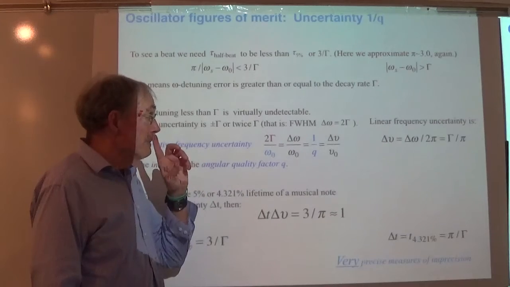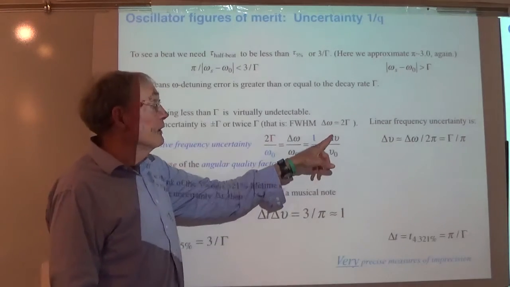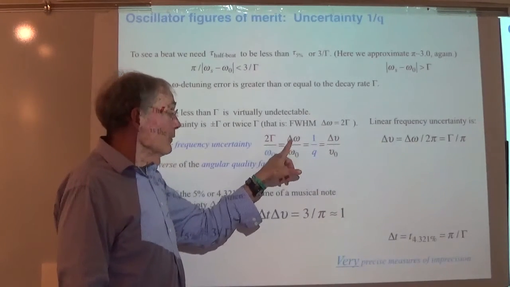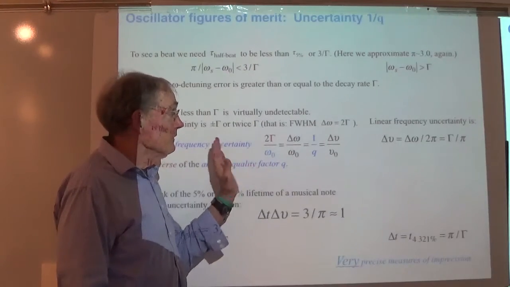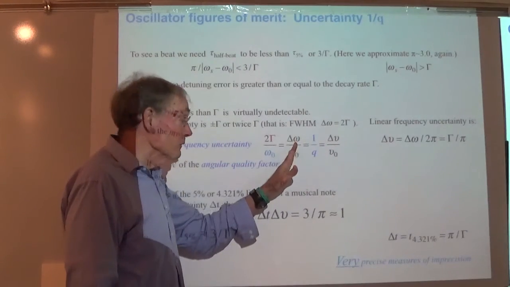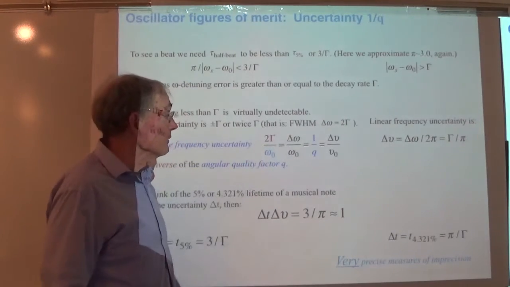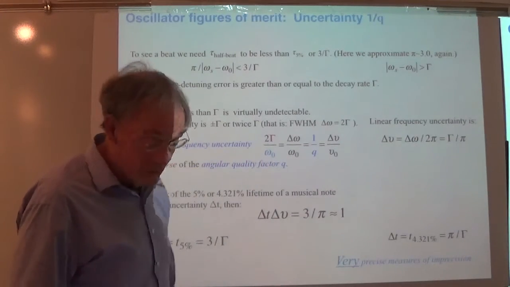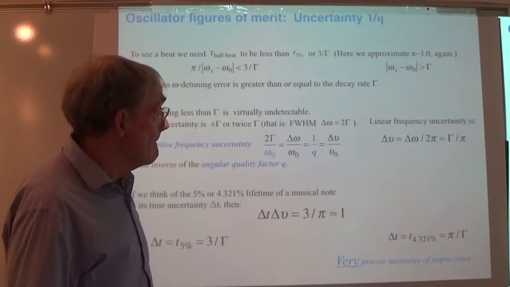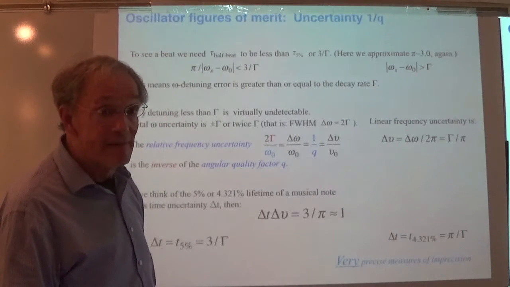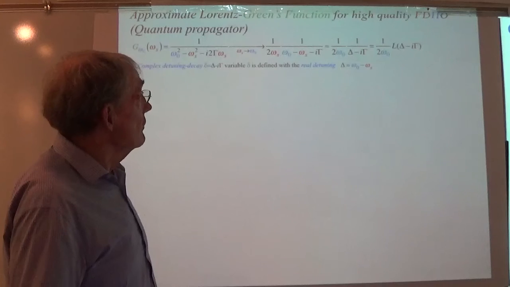Now, it's also delta nu over nu, delta omega over omega. It doesn't matter whether you use the real frequency or the angular frequency. That ratio is still 1 over Q. It's 2 gamma over omega 0, the inverse of the Q. Make sense? I think these are benchmarks that can be used.